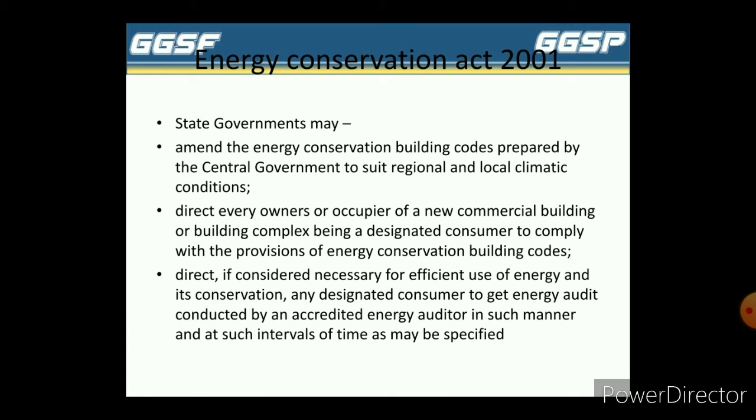The state governments may also amend the energy conservation building codes prepared by the central government to suit regional and local climatic conditions. Direct every owner or occupier of a new commercial building complex being a designated consumer to comply with the provisions of energy conservation building codes. Direct, if considered necessary for efficient use of energy and its conservation, any designated consumer to get an energy audit conducted by an accredited energy auditor in such manner and at such intervals of time as may be specified.